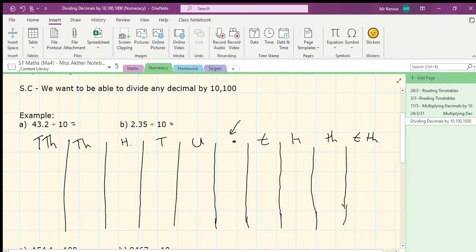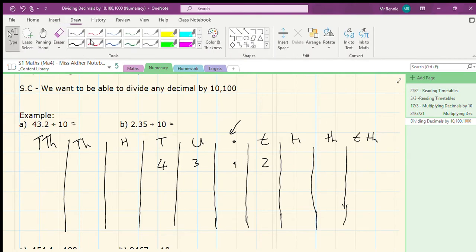Okay, so first of all, I'm going to put my numbers in. So 43.2. Now note I'm giving my decimal a column on its own because that's how important it is. The decimal will not move one bit. Okay, the decimal is the only thing that stays there. So we've seen when we multiplied, we put our numbers to the left. So if we multiplied by 10, we moved every number to the left one space, and if it was by 100, we moved them two spaces to the left. When we divide, it's just the opposite way they go.